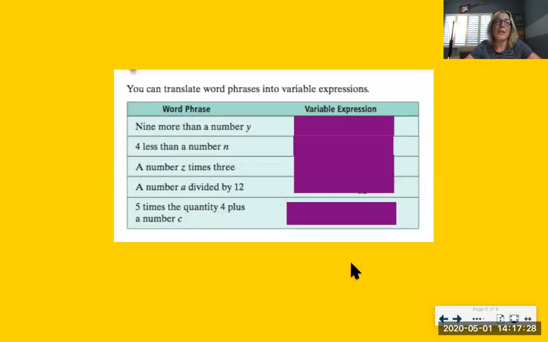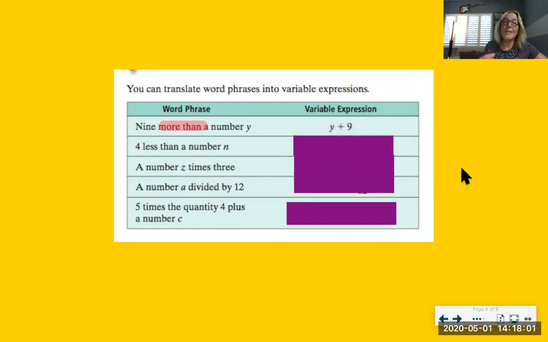All right, so let's take a look. Now we want to take some words and create the expression from the words. So we have to look for those clues that tell us which operation we are talking about. So 9 more than a number y. So clearly 9 is a number, and the number y is the unknown. So more than means you're adding on, right? So in that case, it's an addition expression. So we could either write 9 plus y or y plus 9. It doesn't matter because of the commutative property.